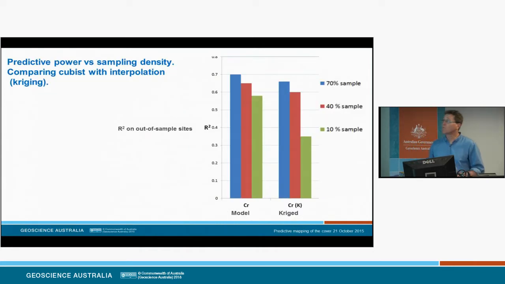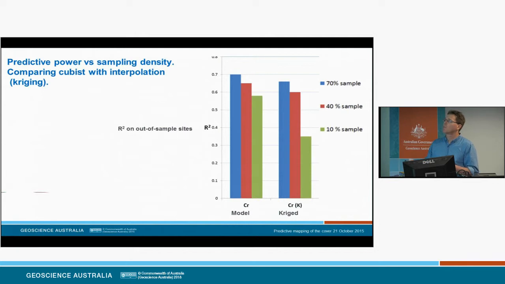The other thing we can do is look at the sensitivity of this. If we reduce the density of samples, so we take out subsets of the data and generate a model and compare it back to our out-of-sample subset, and compare, say, the Cubist with kriging data, where we've retained 70% of the data, so in this case it's about 700 samples, we get quite a strong prediction. This is the R-squared prediction.